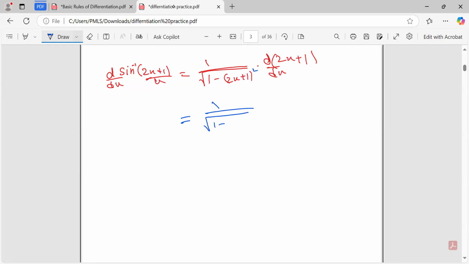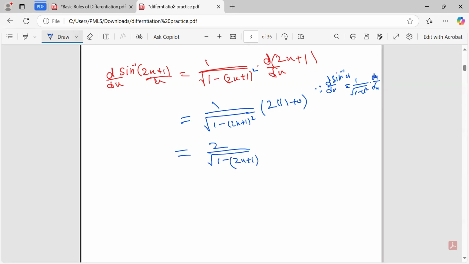Here is u squared, like d by dx of sine inverse u is actually equal to 1 over square root of 1 minus u squared times du by dx. So the derivative of the inside will be 2x plus 1 whole squared. No need to open the square, it will be kept as it is. And 2x, what is the derivative of 2x? That will be 2 times 1 plus 0. So the final answer will be 2 over square root of 1 minus (2x plus 1) whole squared.